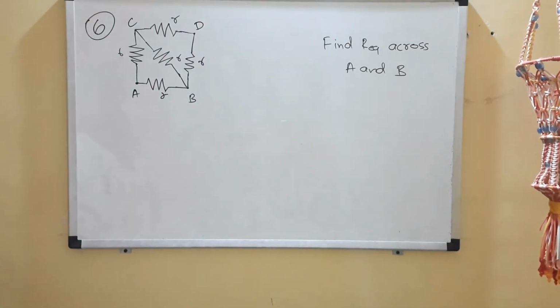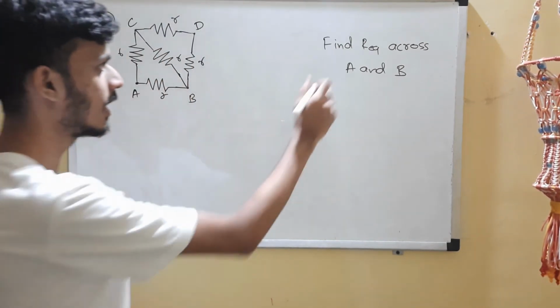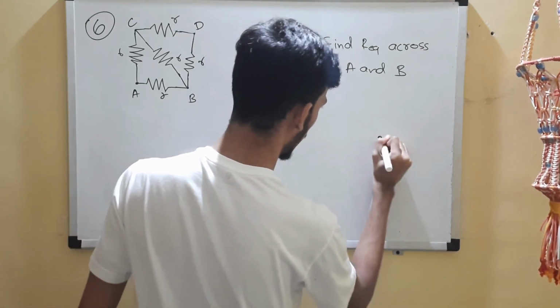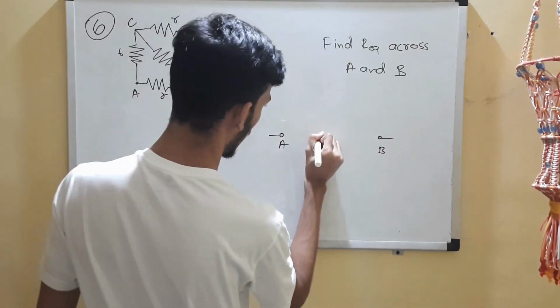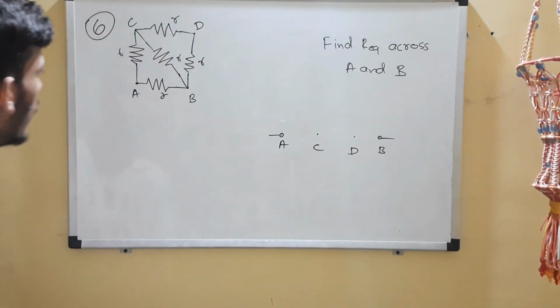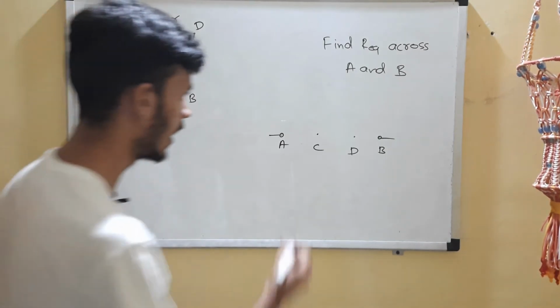Okay, so now the second step is to draw a simple circuit, right? So treat A and B as terminals and draw a simple circuit. So A and B are terminals. Squeeze C and D between A and B. Okay, and now draw a simple circuit choosing one resistor at a time. So this resistor is between A and B.